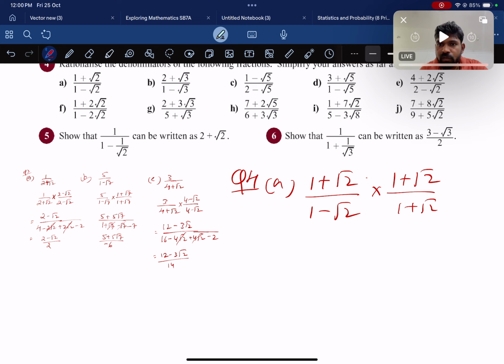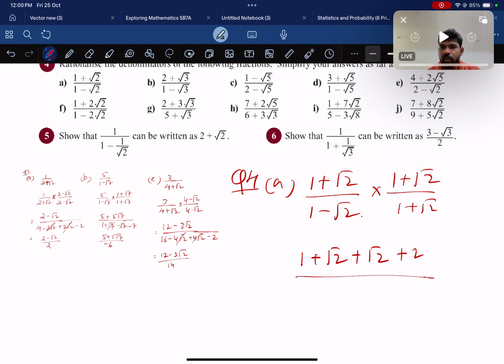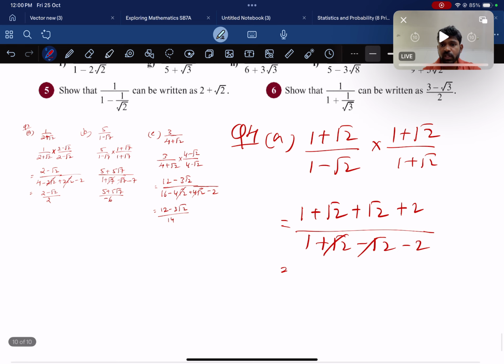So 1 times 1 is 1, and 1 times root 2 is root 2 plus root 2 plus 2. Okay, how do I get it? 1 times 1 is 1, 1 times root 2 is root 2, and then root 2 times 1 is root 2, and then root 2 times root 2 is 2. Divided by 1 times 1 is 1, 1 times root 2 is root 2, minus root 2 minus 2. Make sure that the denominator surds get cancelled out every time whenever you are solving. If you are not getting that, there might be some mistake, you need to correct it.